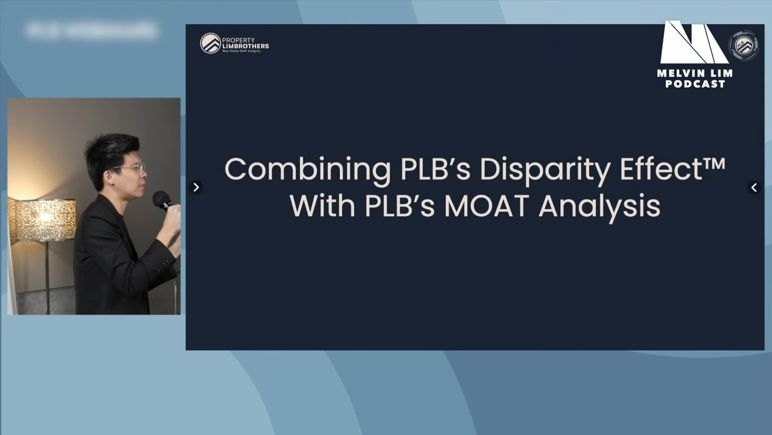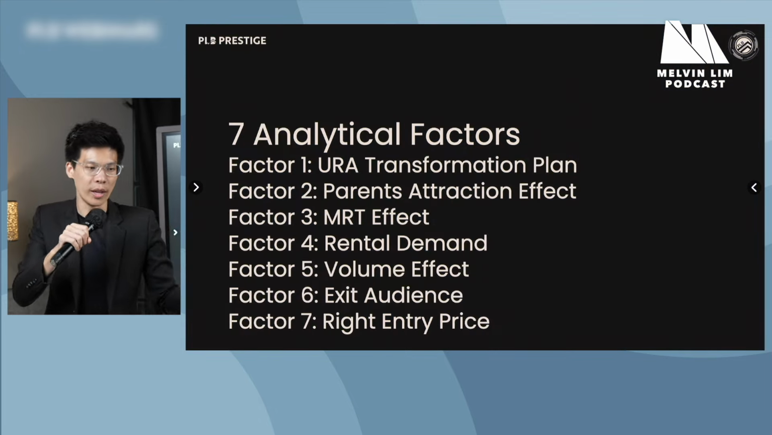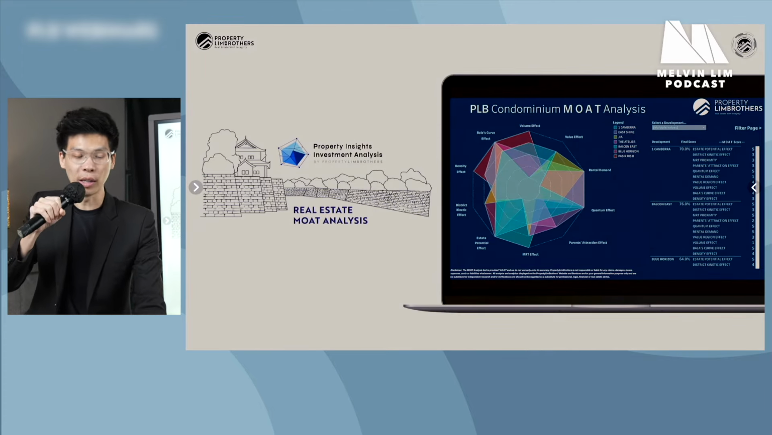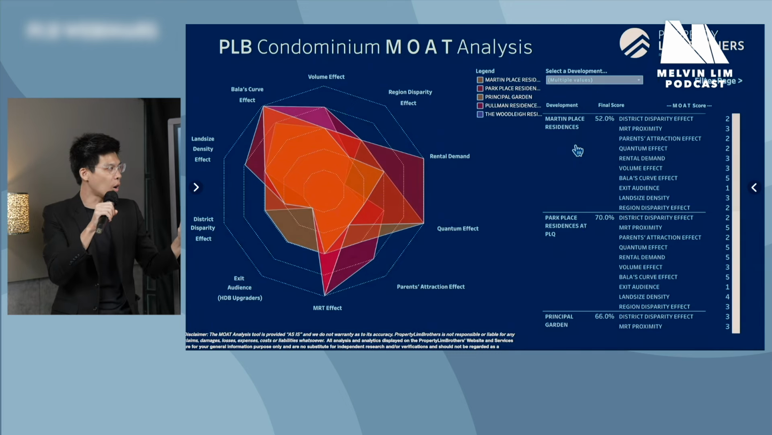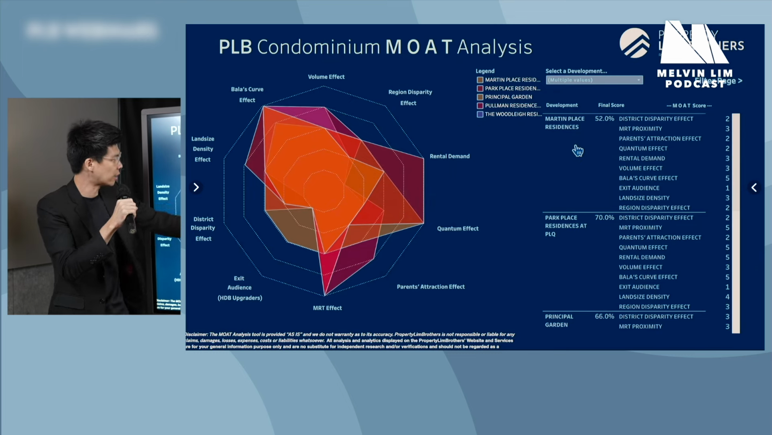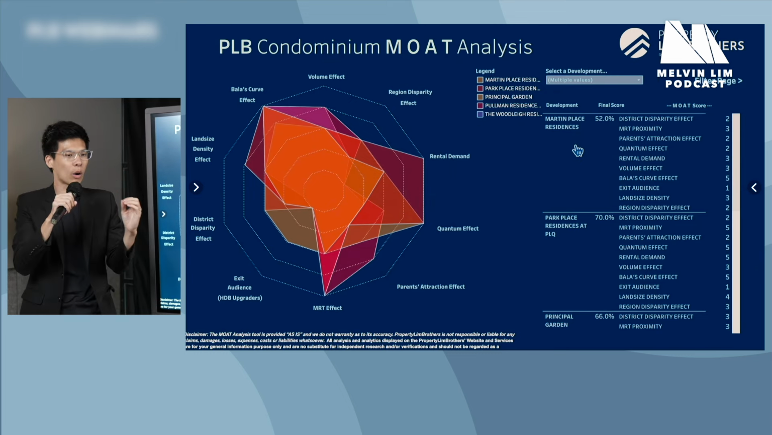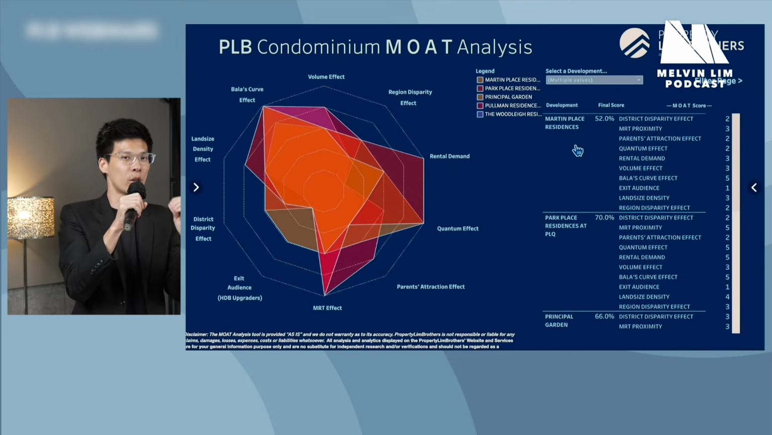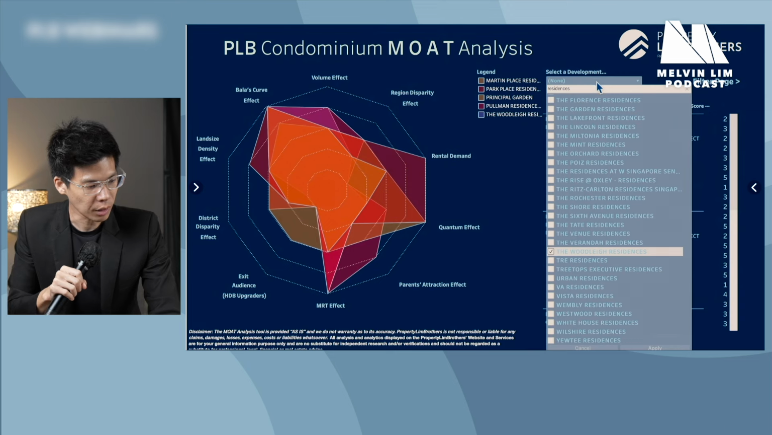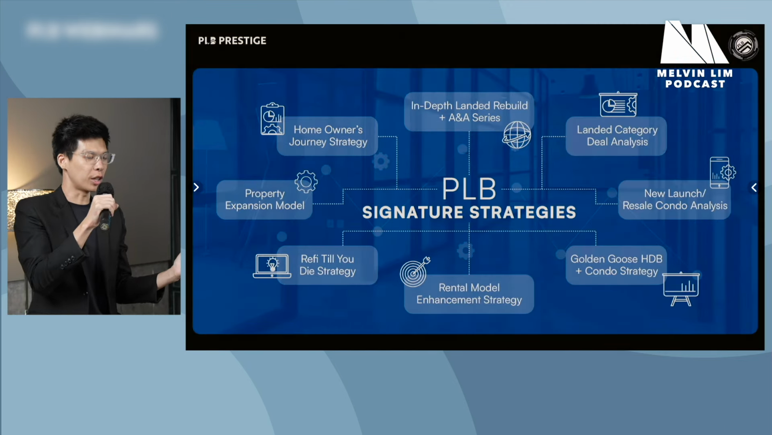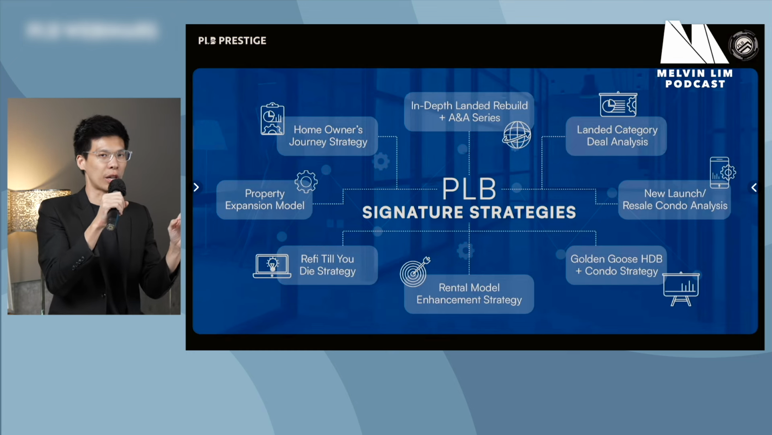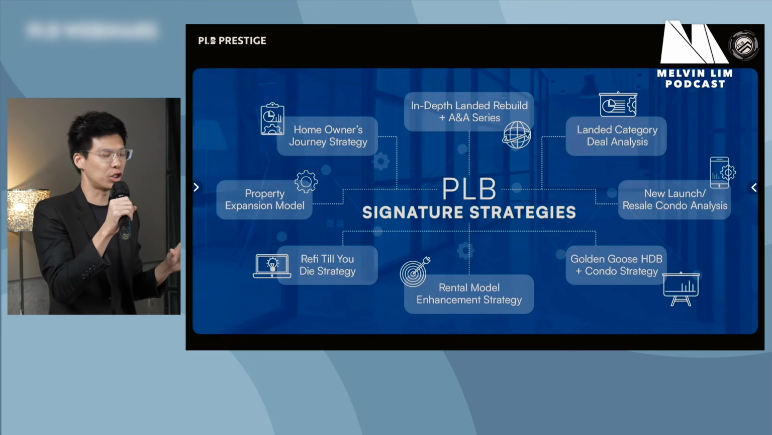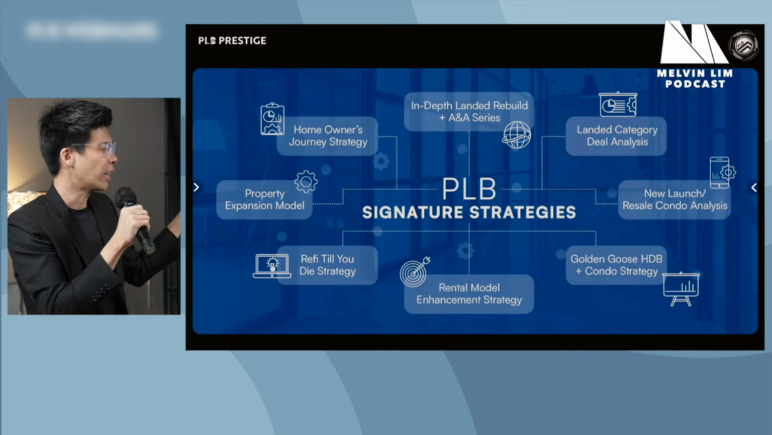Of course, we can combine PLB's disparity effect with our MOAT analysis that some of y'all might already know. We analyze properties based on these 7 analytical factors, and we build it into a system called our PLB MOAT analysis. For every resale project, we are able to give it a MOAT score, and for every single factor as well. So at a quick glance, our consultants are able to tell you which projects are ranked better in terms of percentage and scoring, and these are the projects that are going to have more potential in the years to come. Combined with our other PLB signature strategies, that's how we help our clients develop the correct strategy, to implement the right kind of property strategy for their current life stage in their property investment journey, and to make the best property selection using the disparity effect as well as the MOAT analysis.